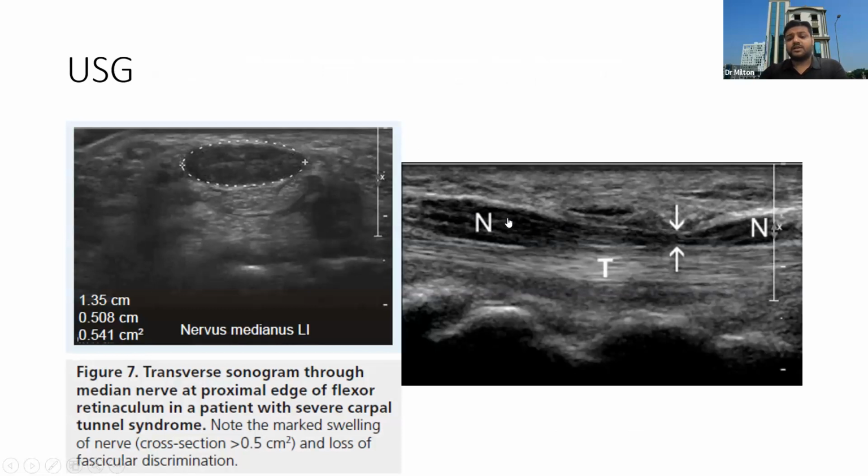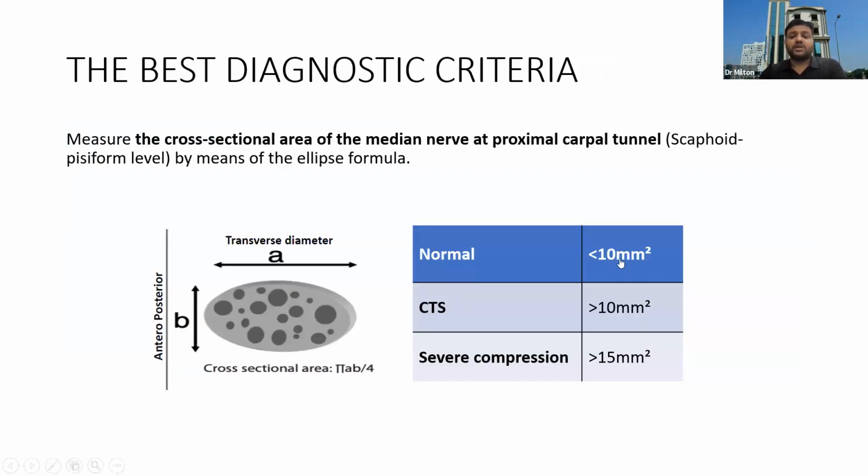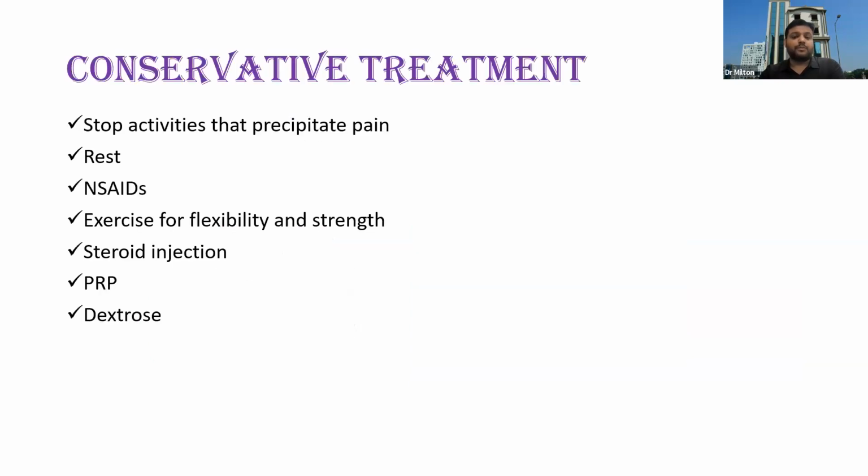Here is the entrapped nerve, the proximal and the distal part, where the diameter is very good. But where it is actually entrapped, this area is just compressed by the outer structure, and the nerve is compressed. So the short axis as well as the long axis, both views you need to consider. Less than 10 is normal, more than 10 is considered CTS. If more than 15, it is severe compression.